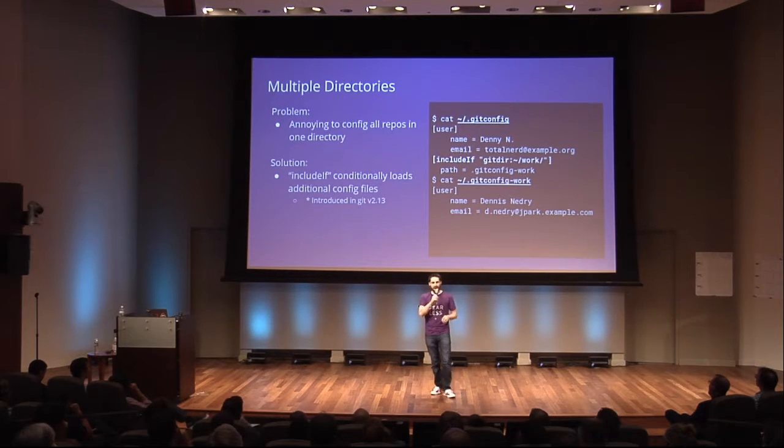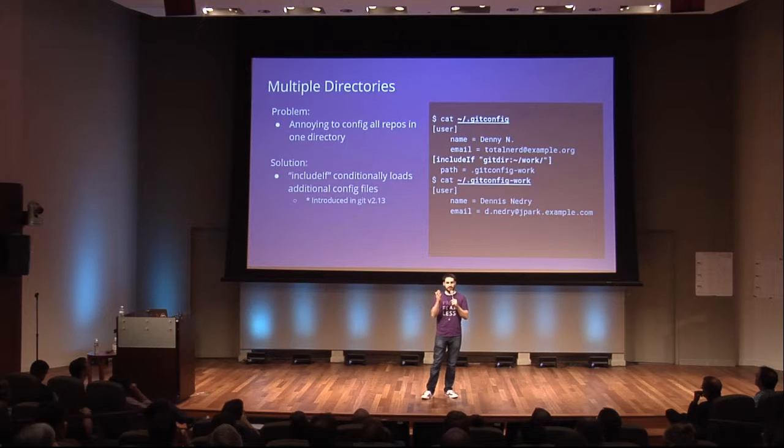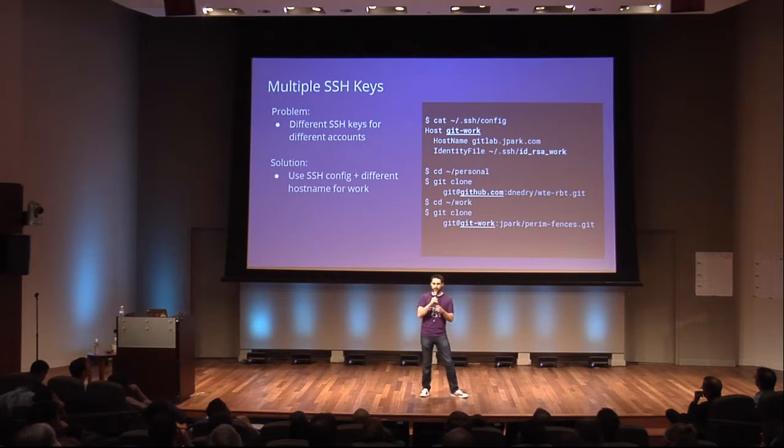Another problem is if you have a work directory, you may find that you have to configure every single project with a different email address. There's actually a new feature of Git which lets you load conditionally a new config file based on what directory you're in. It's in Git 2.13, so unless you're really up to speed, you won't have it.